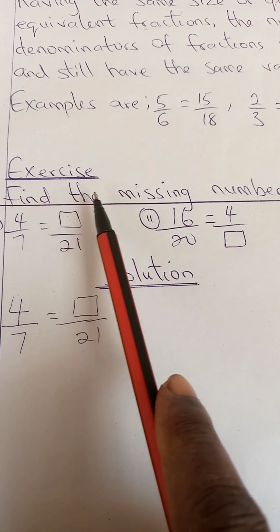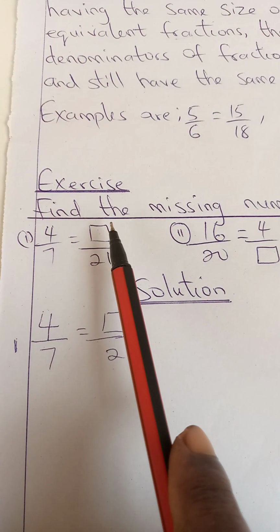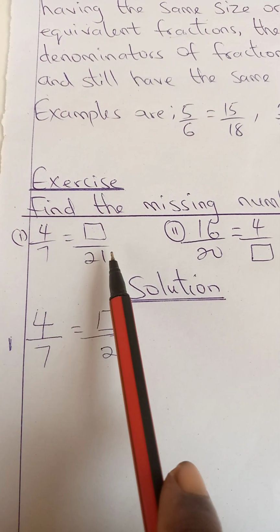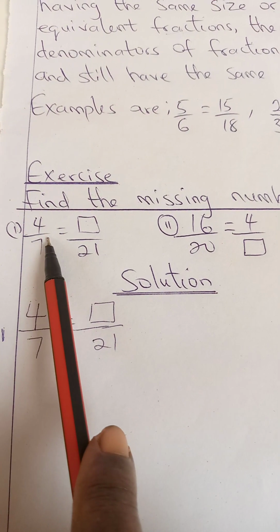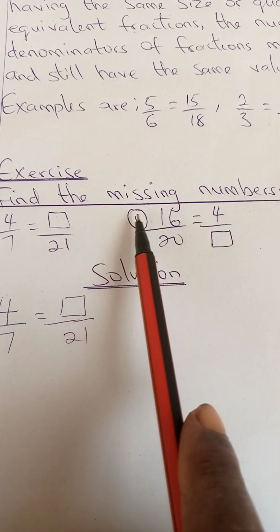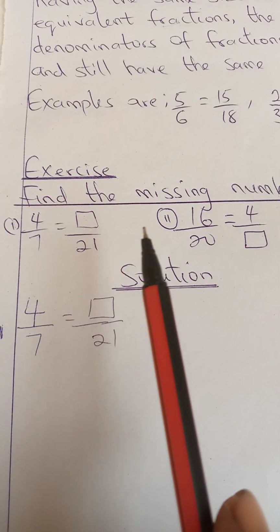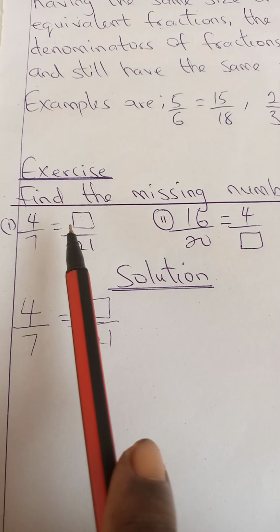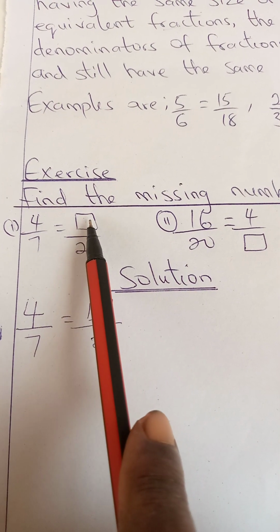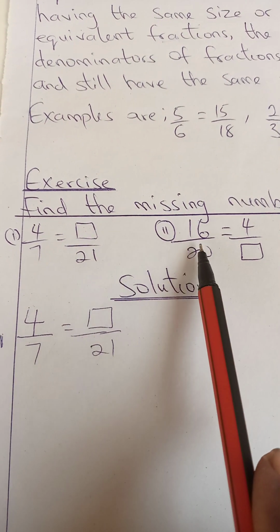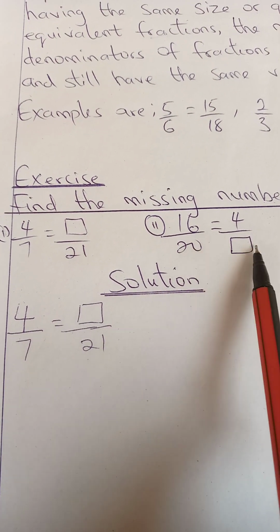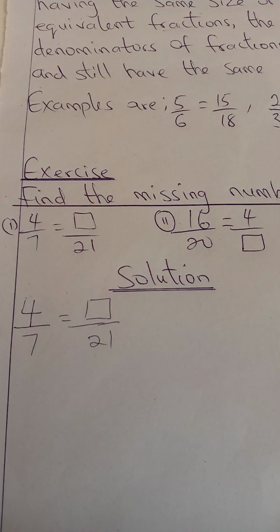Now the question says find the missing numbers, meaning the missing number that will make this fraction equivalent to this fraction. 16 over 20 equals 4 over dash. Let's go to the solution. But before we move on to the solution, you can see that in the first question the numerator is missing. Why in the second question is the denominator missing?